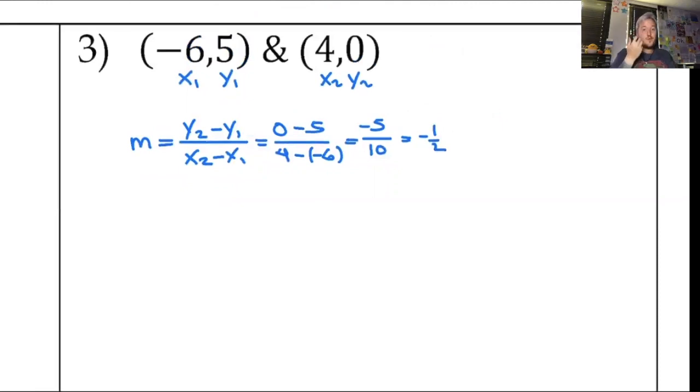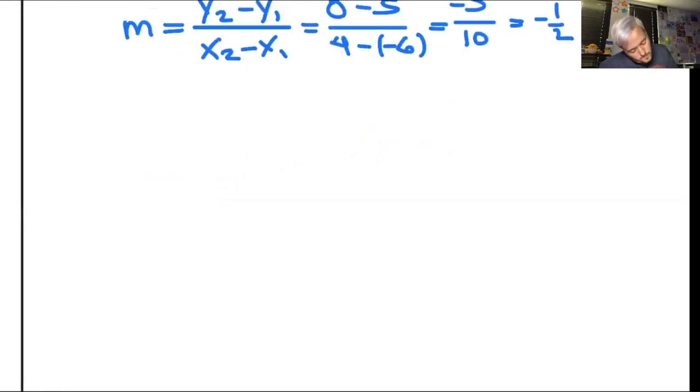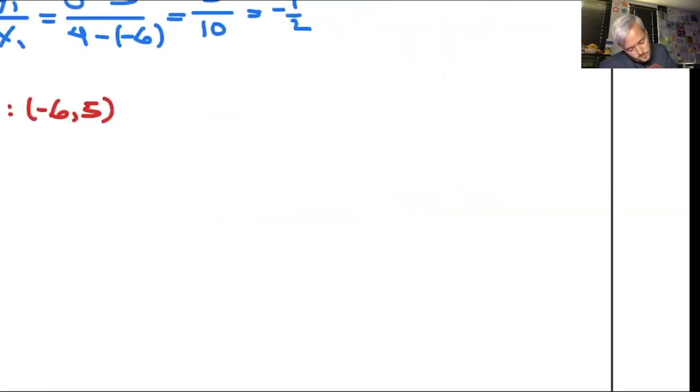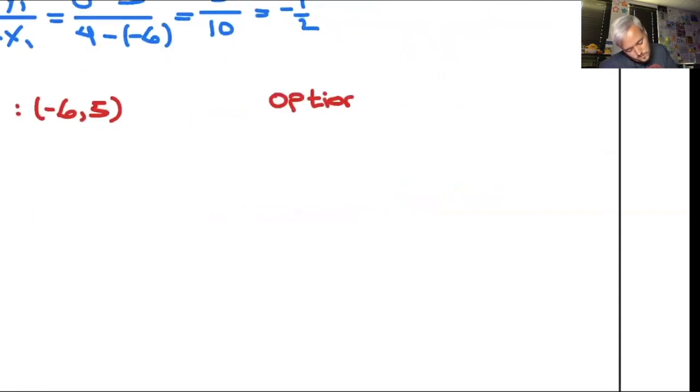All right, so now we want to write it in point slope form. It doesn't matter which point you use, really it's up to you. So I'm actually going to do this in 2 columns, which you don't have to do. I'm just showing you that it doesn't matter which one you choose. So option 1, which I will use negative 6 comma 5. And then option 2, which I will use 4 comma 0.